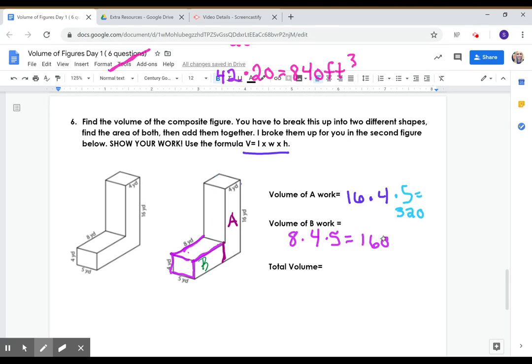So now that I found the volume for A and B, I want to add those together. So 320 plus 160 gives me a total volume of 480 yards cubed.